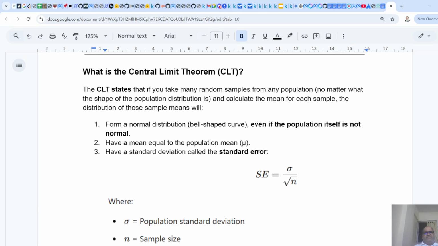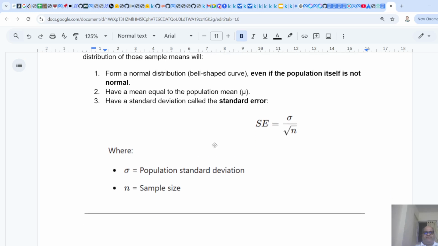The basic assumption is there is a term called IID, which means independent and identically distributed. As long as that holds, if you take many random samples from any population, no matter what the shape of the population distribution is, and calculate the mean of each sample, the distribution of those sample means will follow a normal distribution, even if the population itself is not normal. It will have a mean equal to the population mean, and a standard deviation called the standard error, which is sigma by square root of n. Sigma is the population standard deviation and n is your sample size.